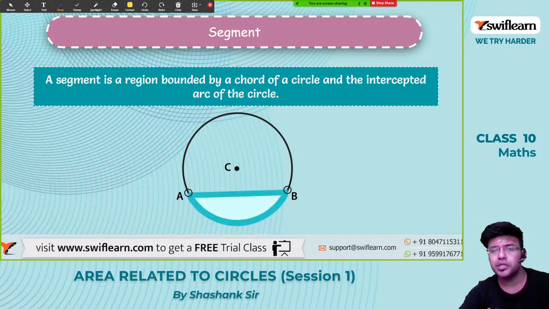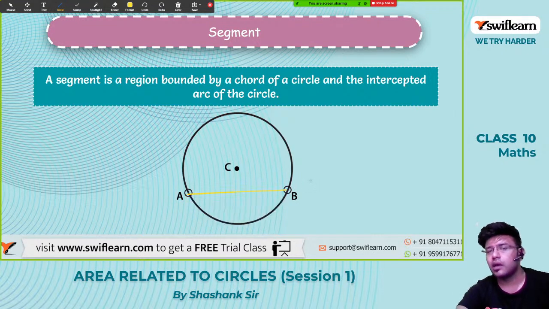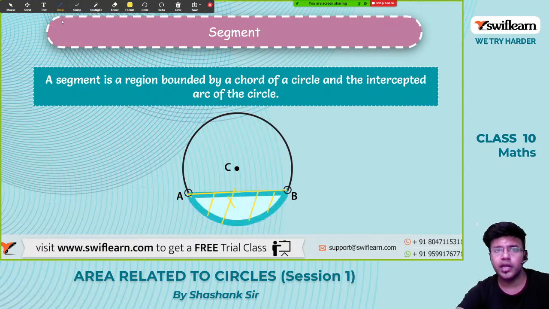Now the region between point A and point B and the arc of the segment, this is the arc. देखो ये arc है, ऐसा curved line, that is the arc. So that region is called a segment. देखो ये region है, ये जो region है, we call this as segment.